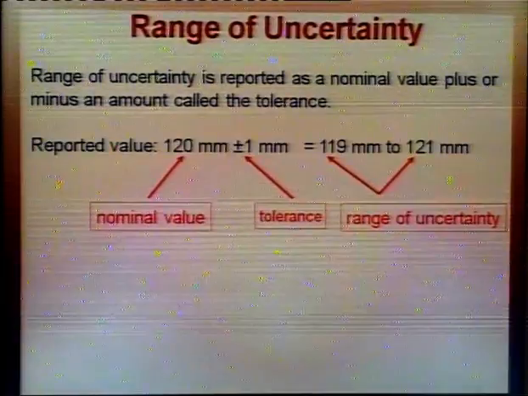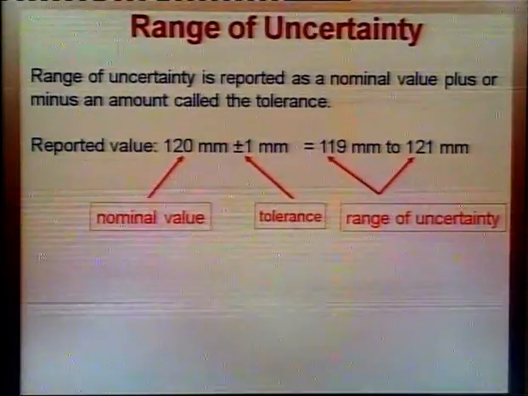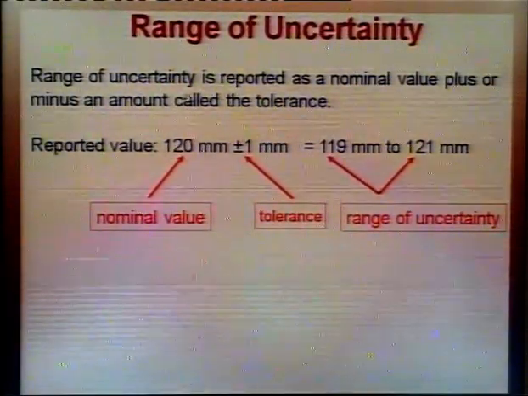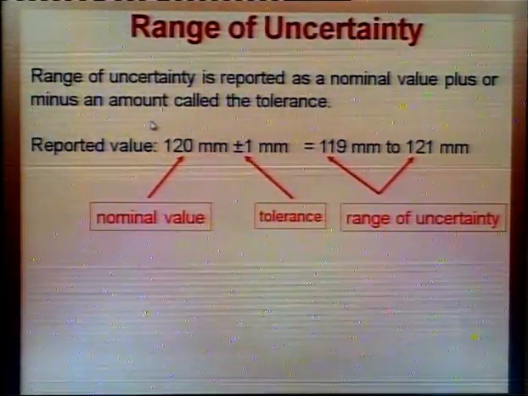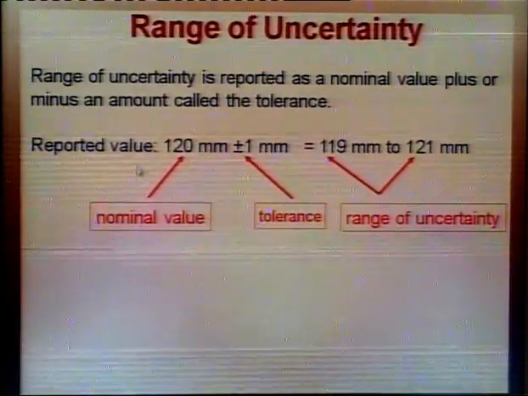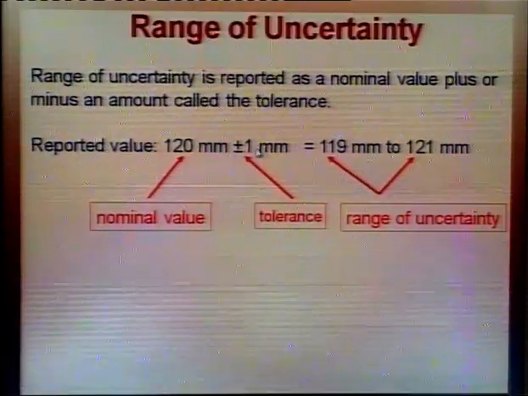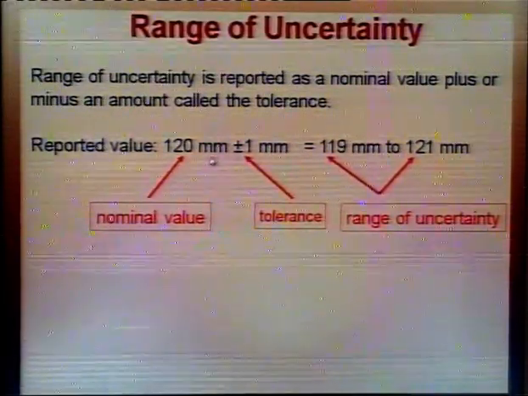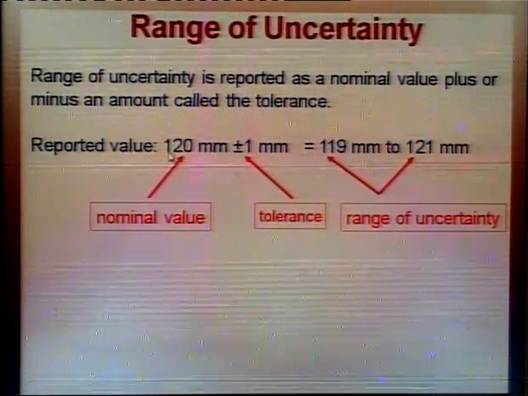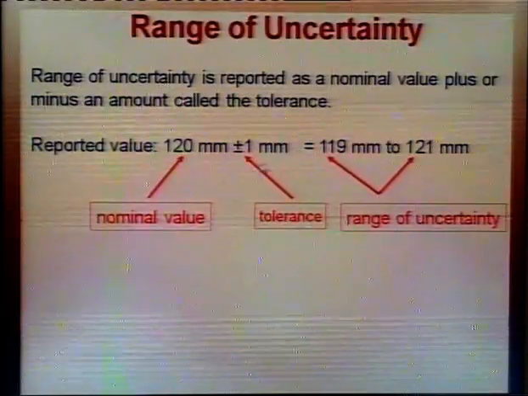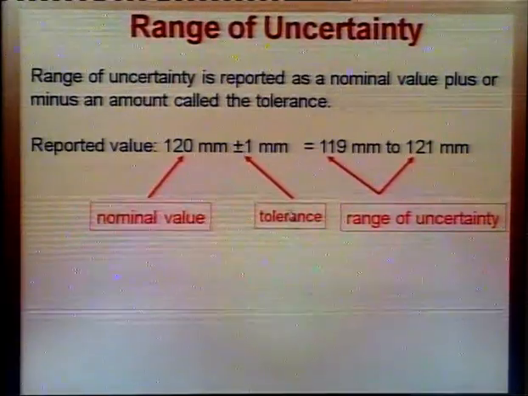Now we come to that plus minus point. A range of uncertainty is reported as nominal value plus minus the amount which is called tolerance. So this is a reported value: 120 mm plus minus 1 mm. You may study somewhere that this type of reading may be written 120 mm ± 1 mm. 120 is the nominal value, 1 is the tolerance.